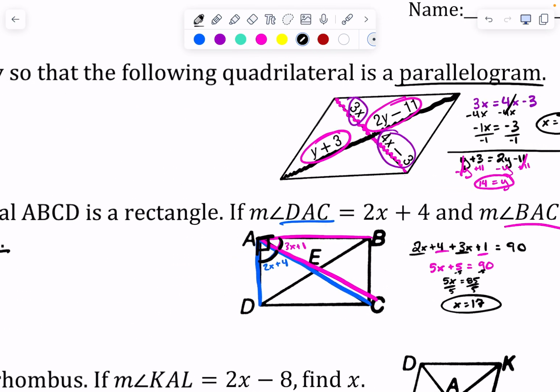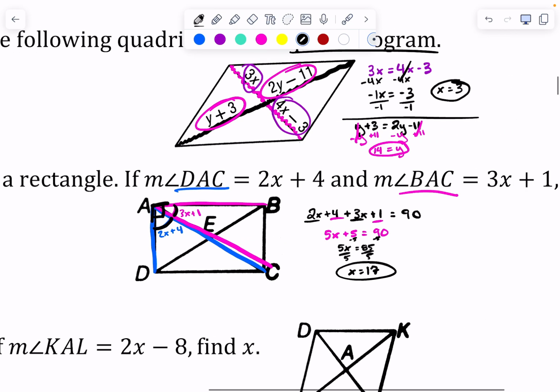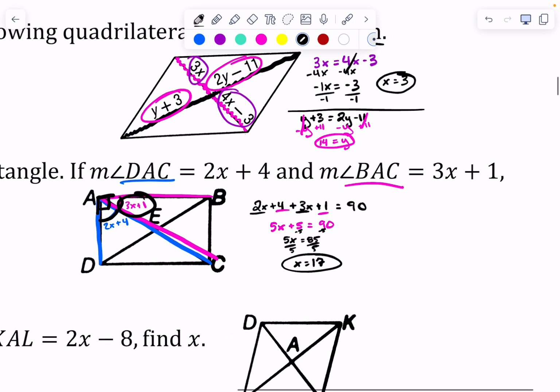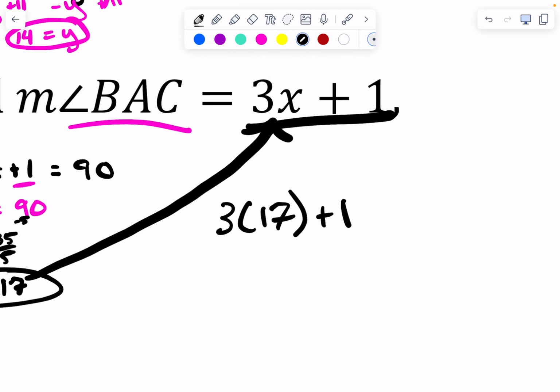Okay, now, I'll always go back and look. Find the measure of angle BAC. That was the 3x plus 1 one, right? BAC, 3x plus 1. So I'm going to take 17 and plug it back in there. 3 times 17 plus 1. 3 times 17, 51 plus 1, 52. Check that. Yep. 52 degrees. Awesome. Very good.